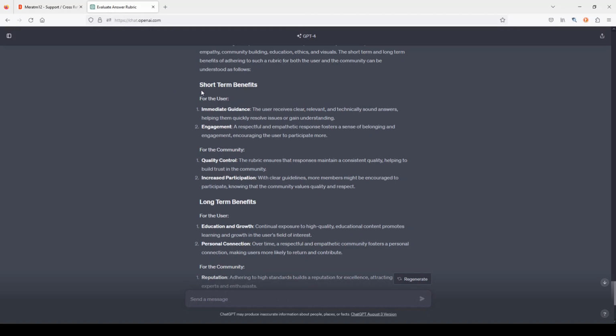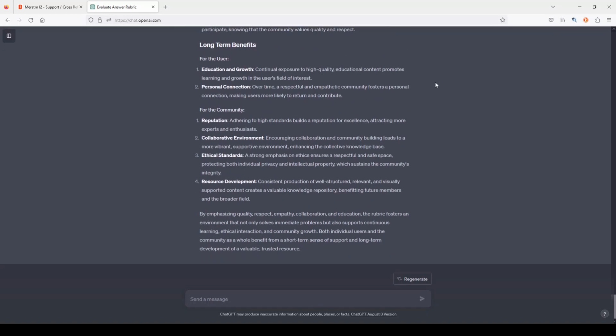All right, so the machine has given us answers for short-term and for long-term. So the user gets that immediate guidance. Technically sound answers help them resolve whatever situations they may need, and they have a respectful, empathetic place that they know they can go to get those answers. For the community, it's talking about quality control to maintain that consistent environment and trust, and increased participation. So we have clear guidelines and know-how that we can help and encourage each other.